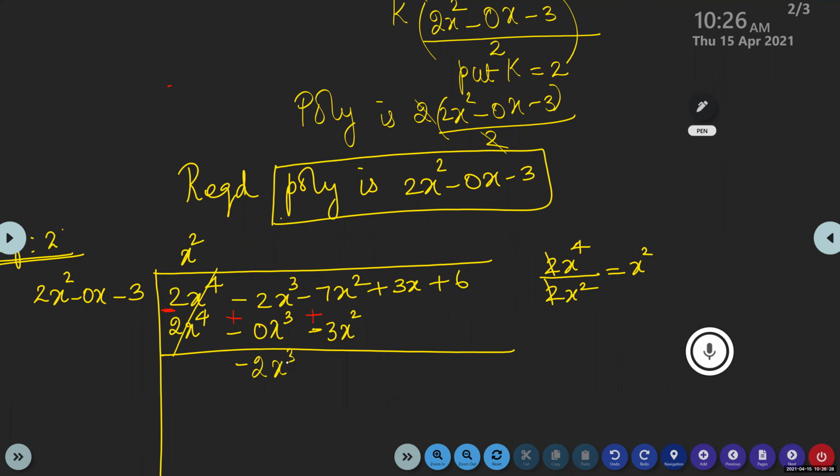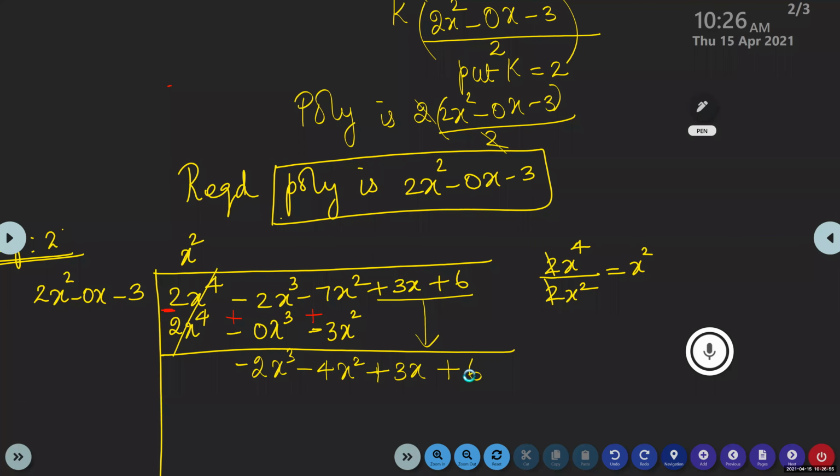That variable we can write as such. Only the numbers you concentrate on. Minus 7 plus 3. What is minus 7 plus 3? Minus 4. Minus 4x square. Now bring the next two terms down, plus 3x plus 6.